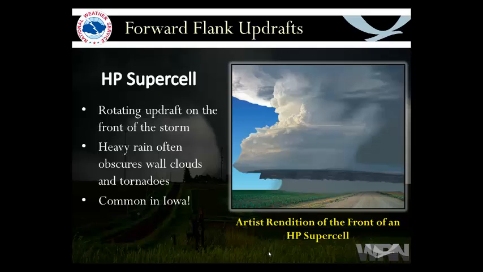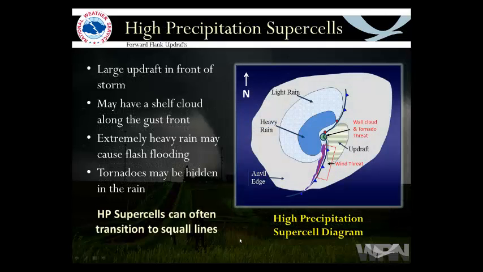You can see in this artist rendition of the front of a HP supercell. The storm is moving towards the person here in view. You can see the cauliflower or cumuliform appearance of the rotating updraft and the striations within the rotating updraft. So those are some clues that the updraft is quite strong and rotating. Taking a look from the top down, we can see the large rotating updraft notated by the hashed area here. That's the large rotating updraft in the front of the storm.